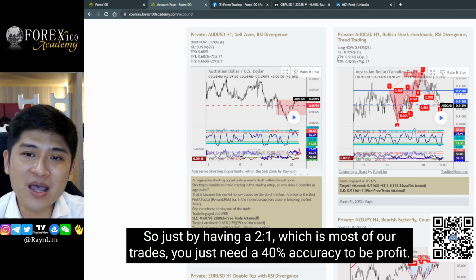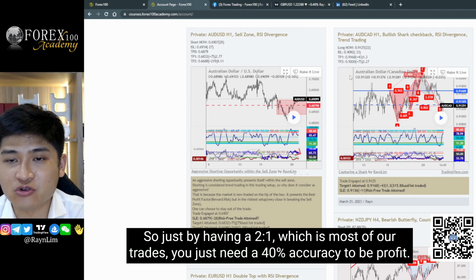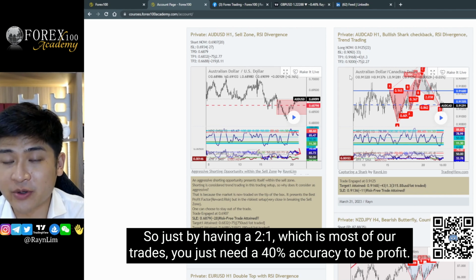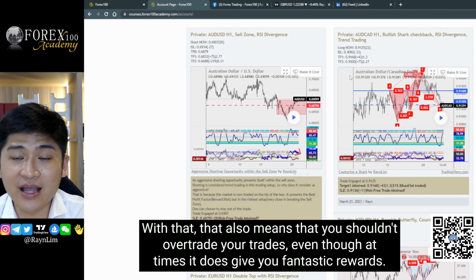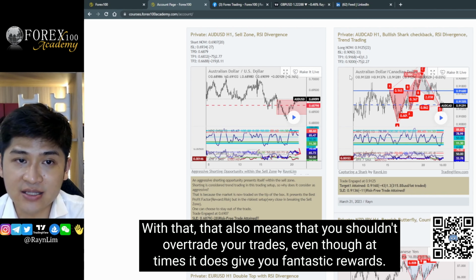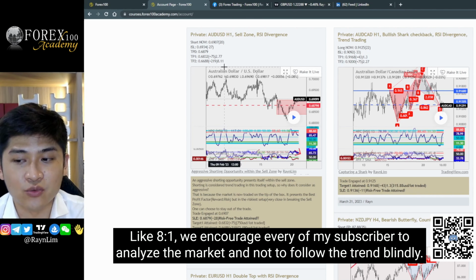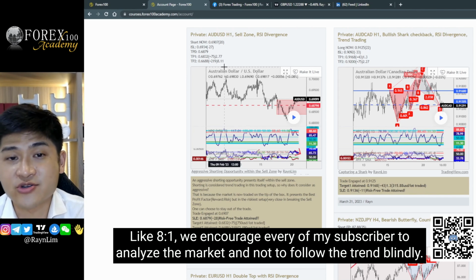All right. So just by having a 2-1 ratio, which is most of our trades, you just need 40% accuracy to be profitable. With that, that also means that you shouldn't overtrade, even though at times it does give you fantastic rewards like 8:1. We encourage every one of my subscribers to analyze the market and not to follow the trend blindly.